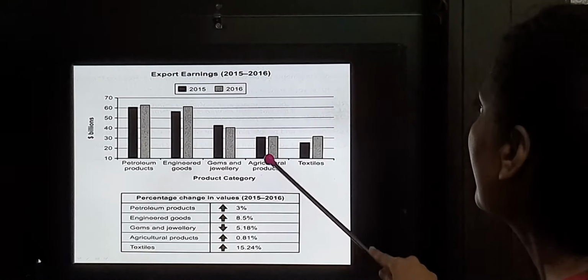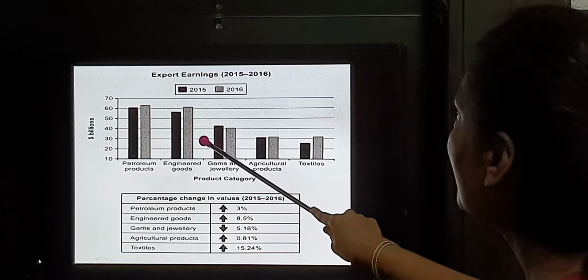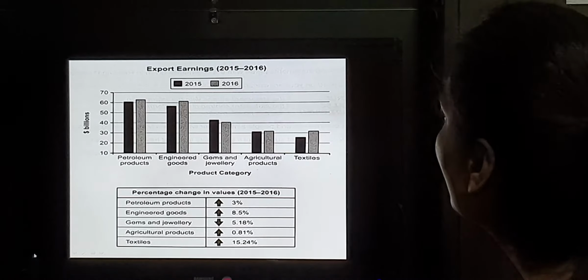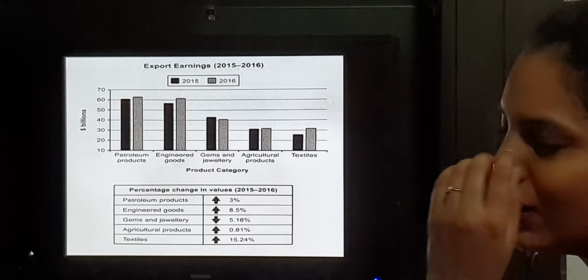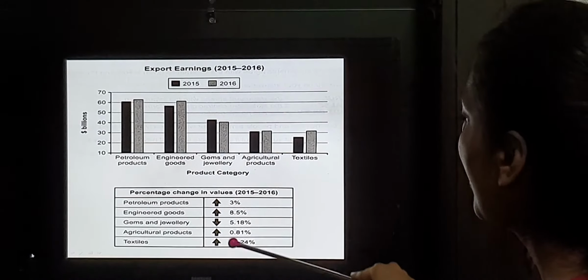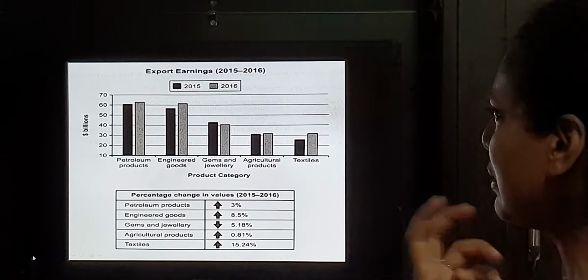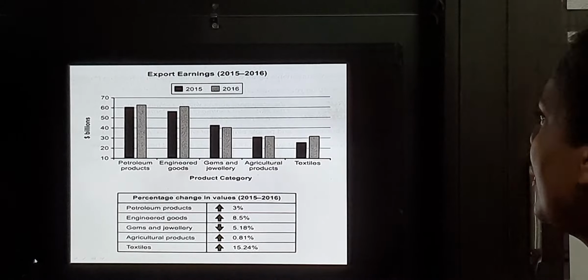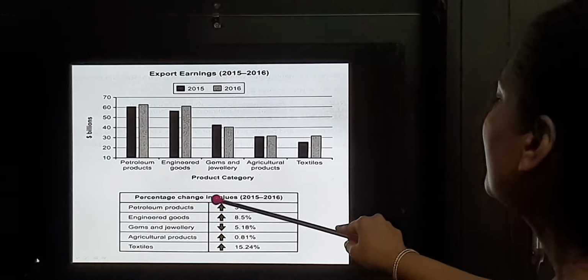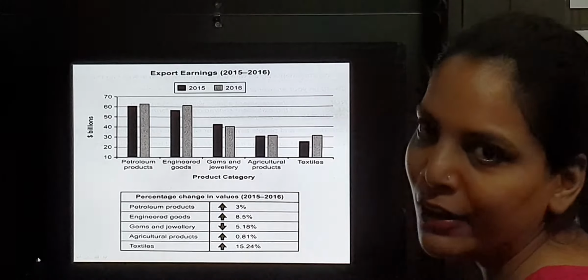2016. Next, agricultural. Okay, one more thing is gems and jewelry is the only product the export earnings from which have fallen down. For rest of the products, the earnings from exports have increased. This we can see from here also. We will see this later. So earnings from agricultural products were almost same in both the years, or they were actually same only. Yes. Now the table shows percentage change in values, means this minus this they have shown.